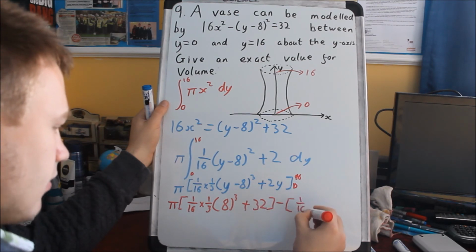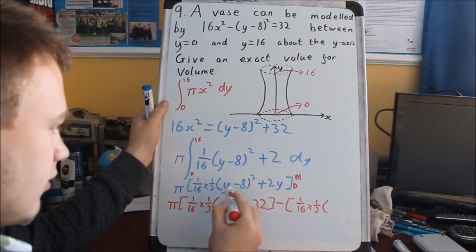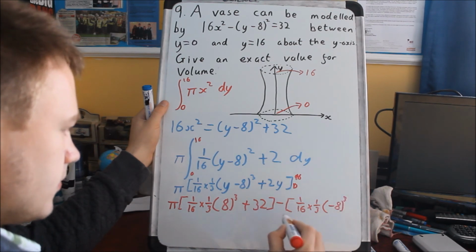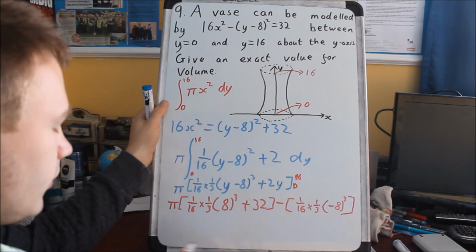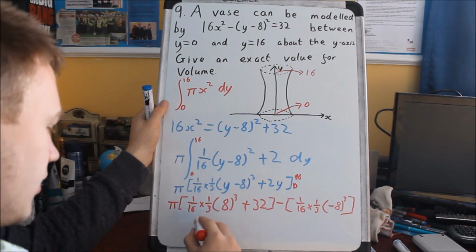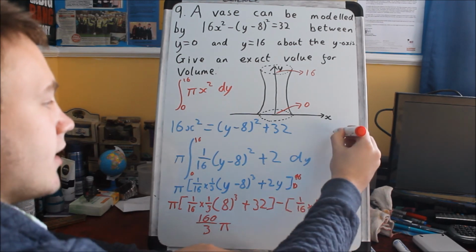So we get a 16th times a third times this y is 0, minus 8 is minus 8 cubed, plus 2y, but y is 0, so that becomes 0. And you'll type that into your calculator and you'll times it all by pi, and I think it becomes 160 over 3 or something pi. Something like that. And so this was worth 5 marks altogether.